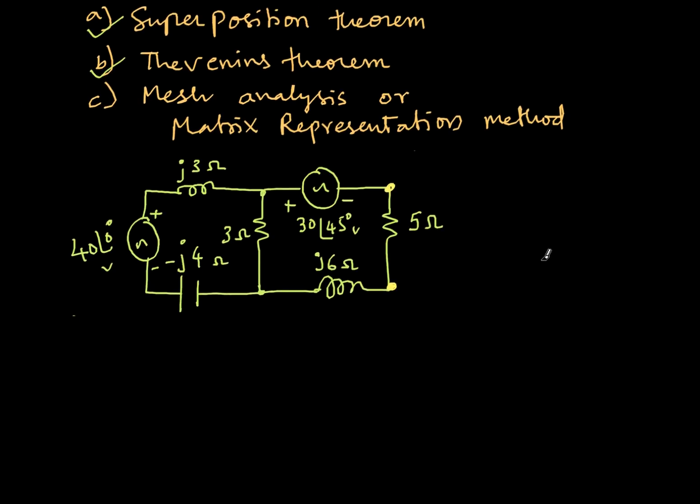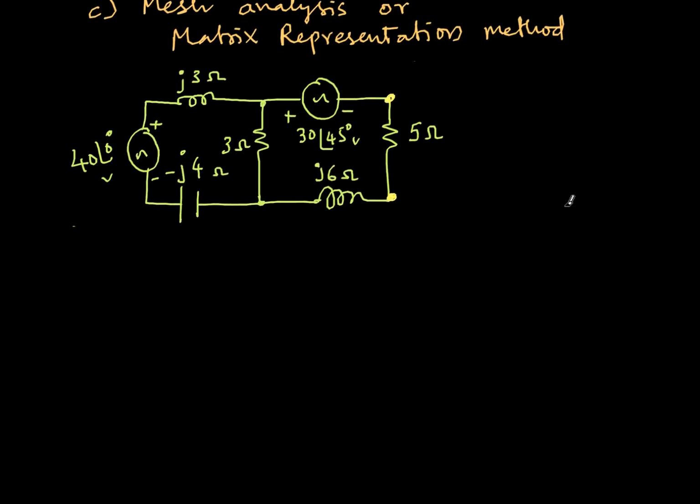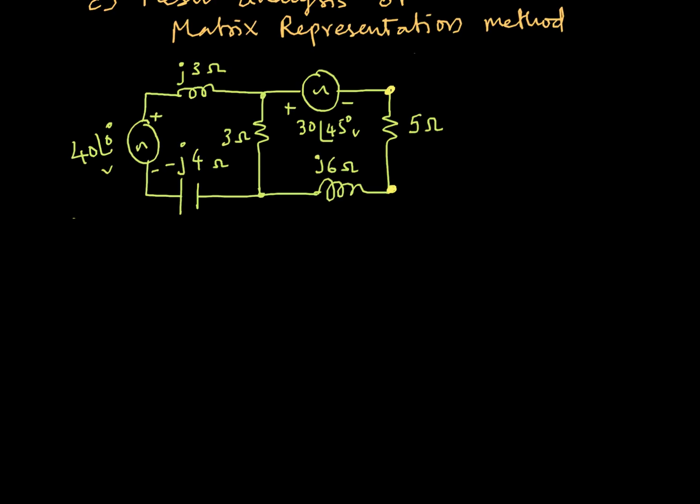So let's do that. So what is mesh analysis? In the circuit that is given to you, you mark, like there are two meshes. So this is one mesh and this is the other mesh. So you mark the current direction in the anti-clockwise direction like this. So let's call this current I1 and let's call this current I2. So I have two currents I1 and I2 flowing in this.